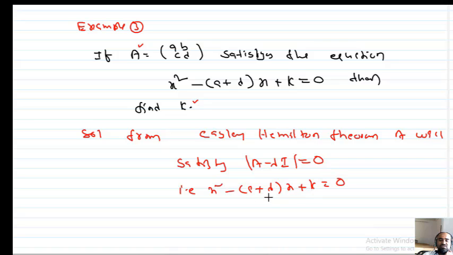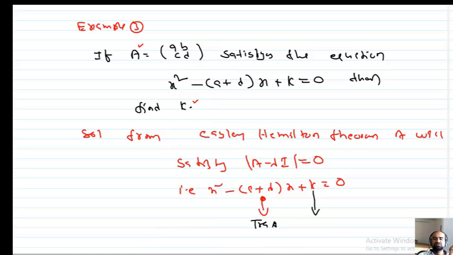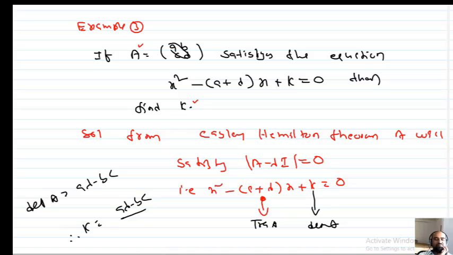So, what should we write here instead of this? Trace of A, as I explained. Trace of A means A plus D, correct? Instead of k, what should we get? Delta of A, the determinant of A. What is the determinant of A? AD minus BC, because it is 2 by 2 only. Therefore, the conclusion is k is nothing but AD minus BC. This is the answer for the problem.